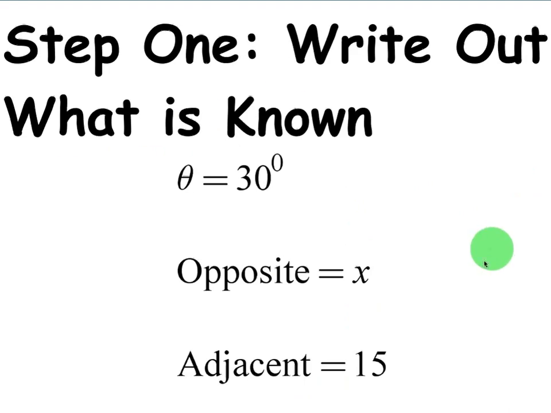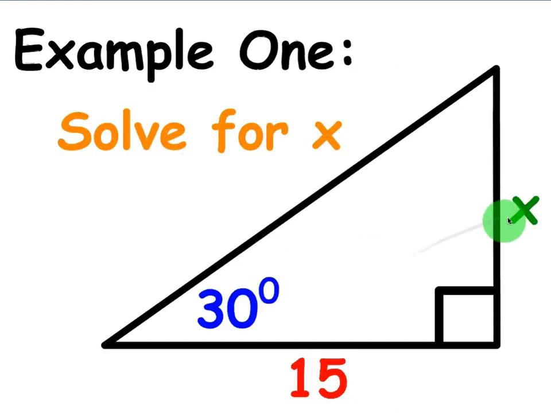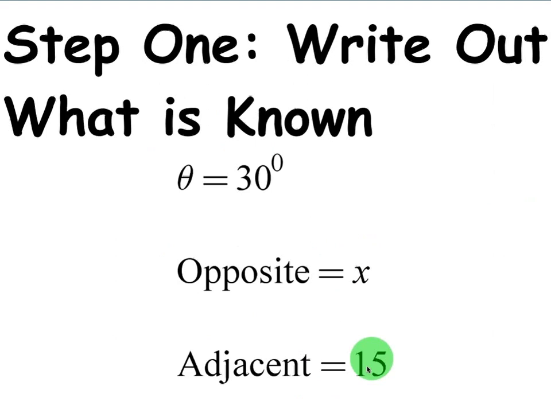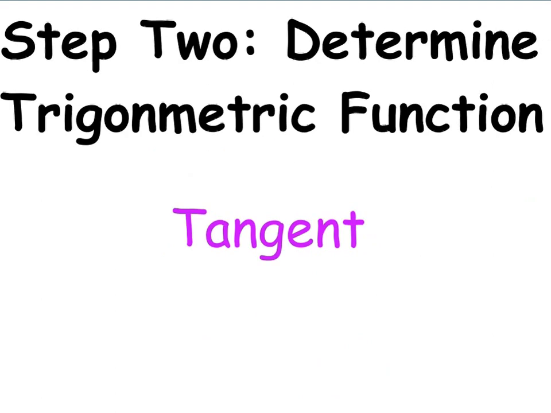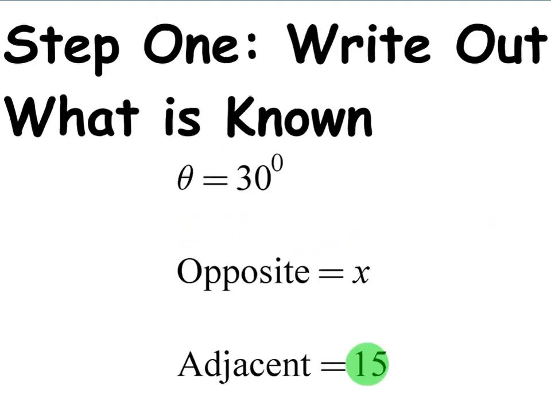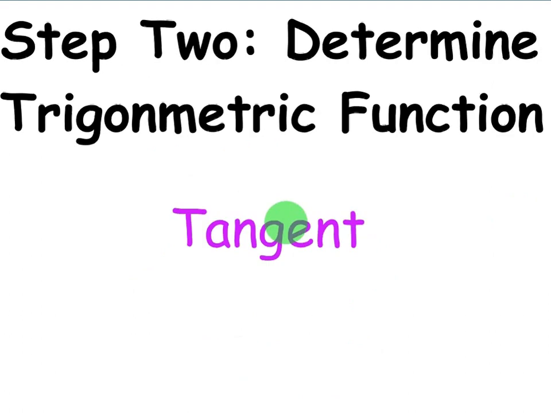So the first thing you're going to do is write out what you know. We know the opposite side is labeled x in this diagram, and adjacent is equal to 15. Again, you only have to write the steps out once. You know the angle's 30, opposite side is x, adjacent is 15. The next step is to figure out which trig function involves the sides that you know. You told me that opposite over adjacent is tangent. So you have to know those six trig functions.